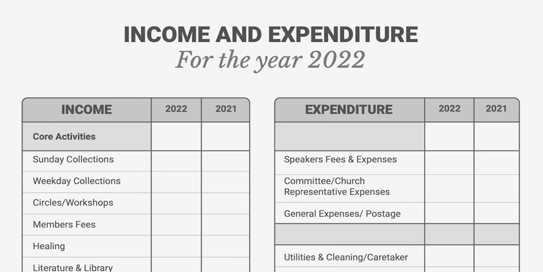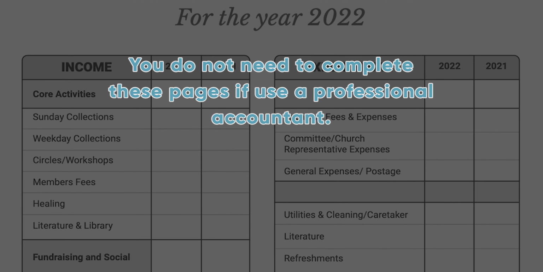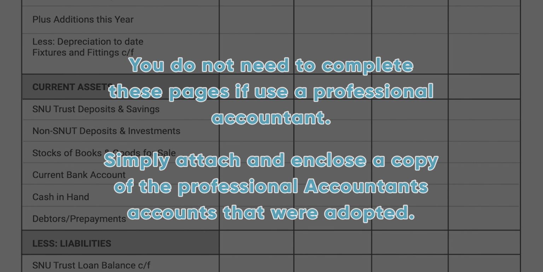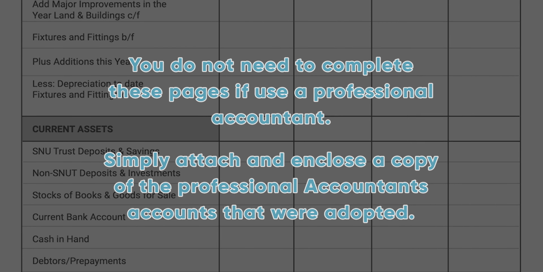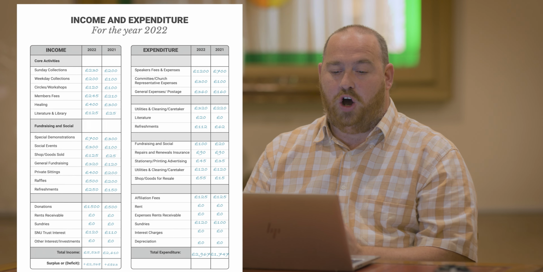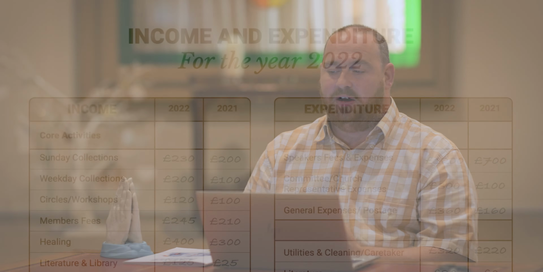If you use a professional accountant, there is no need to fill out each of the accounting boxes on this form. You can simply attach a copy of the professional accountant's accounts that were given to the meeting and send them in with this form. If, however, you don't use a professional accountant and you have done the accounts yourself, which have then been verified by your own auditors, who are either full members of your church or full members of another church, then you will need to fill in the income and expenditure boxes and columns that are contained within this form.